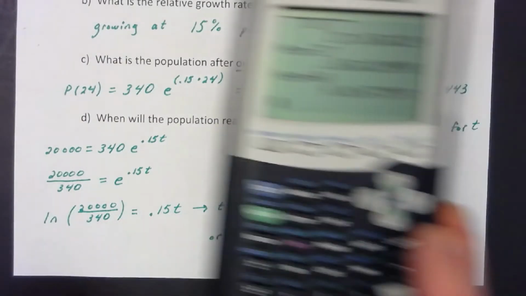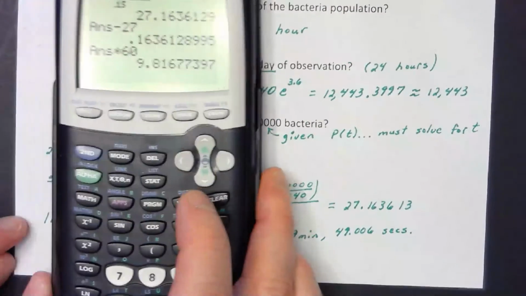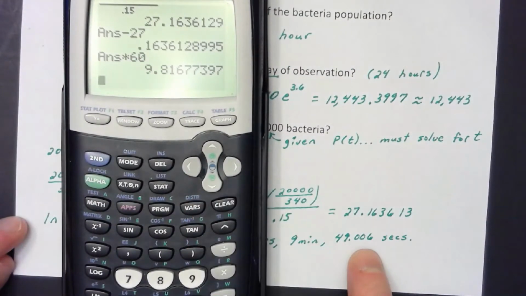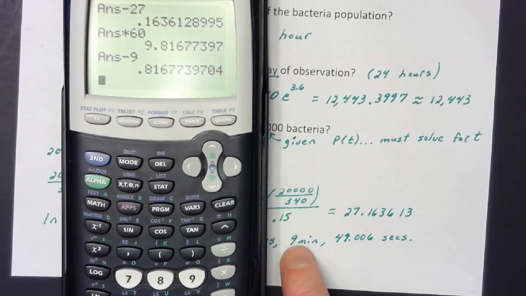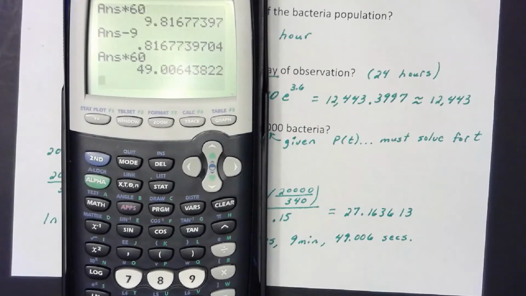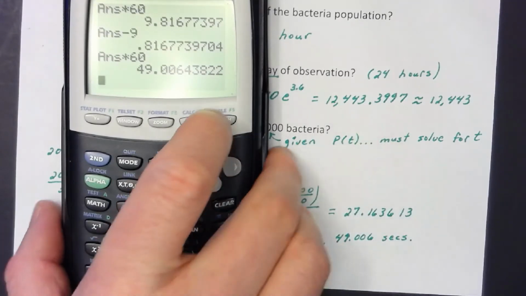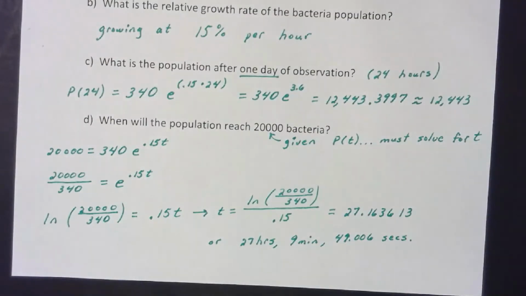So I say 27 hours, 9 minutes, and now how do I get the 49 seconds? Well, I'll subtract off 9. I've already accounted for the 9 minutes. Now, how many seconds? You multiply this by 60, and you can say, well, it'd be 49.006 seconds. You could keep on breaking it down if you wanted to even go further than seconds, but this would be plenty.